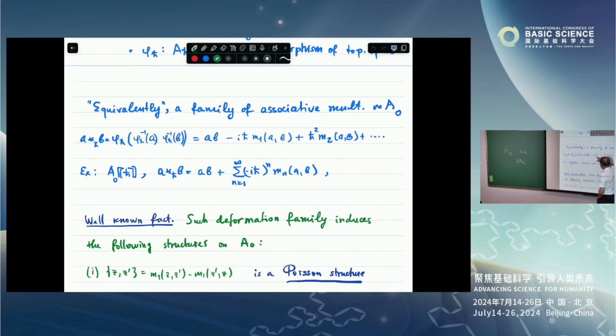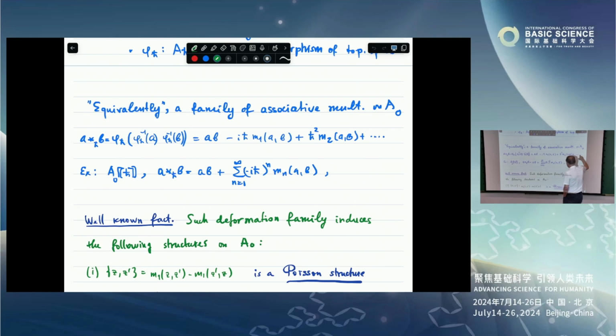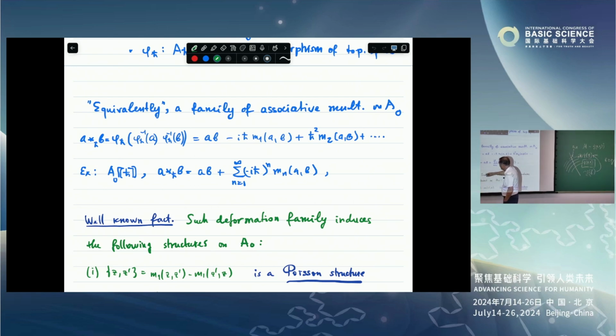So it starts with the multiplication in A0, and then it's a power series in h. It's much easier to think about it as a formal power series, so this is what is written here. So what do you know about it?